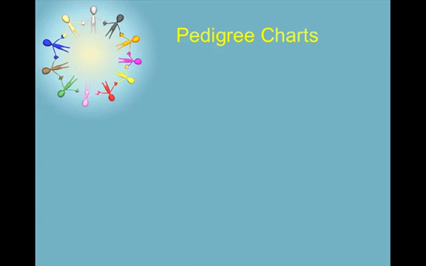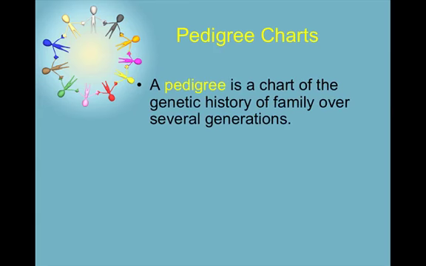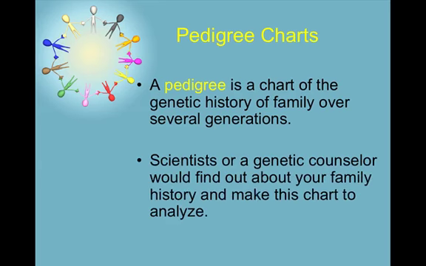Continuing on with our human genetics notes, we're going to talk about a pedigree. A pedigree is a chart that shows the genetic history of a family over several generations. It is a way to map out a specific characteristic. Scientists or a genetic counselor would find out about your family history and make this chart in order to analyze how a trait was passed through different generations.